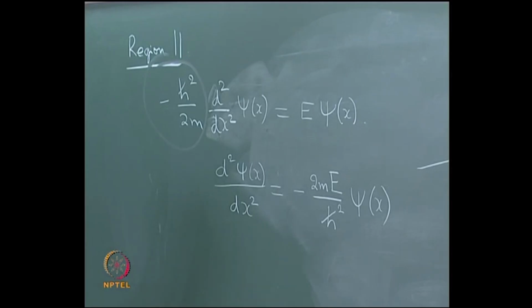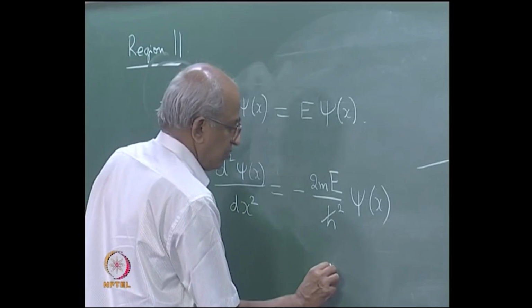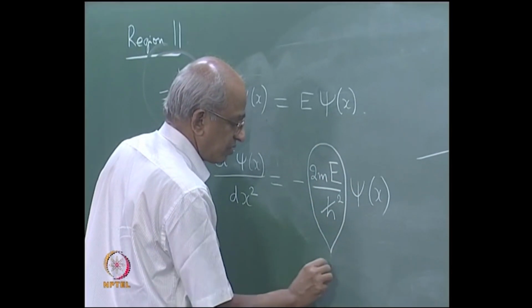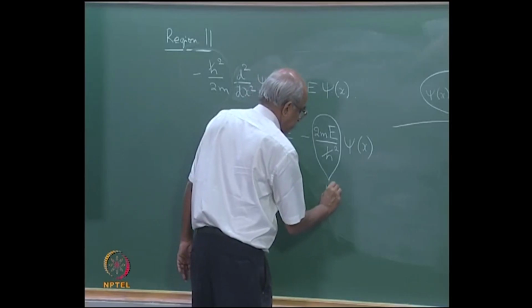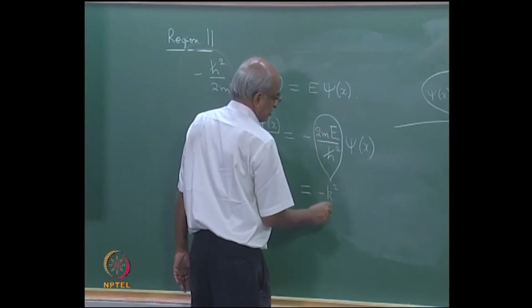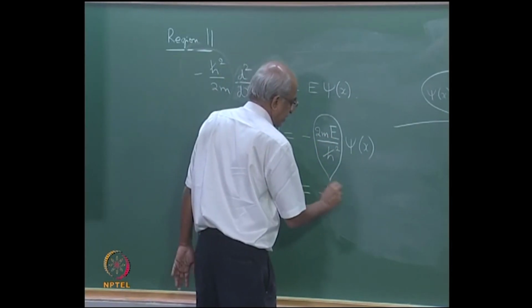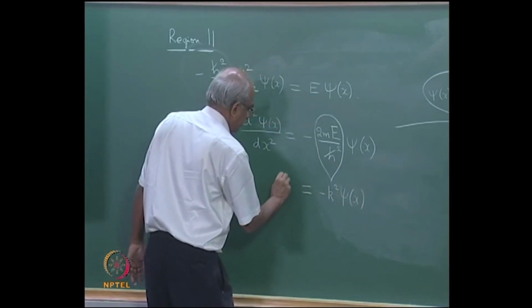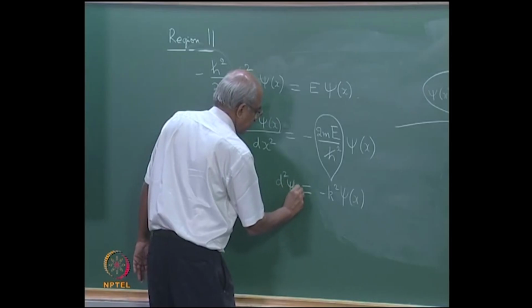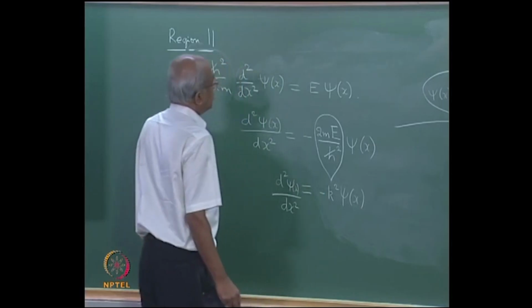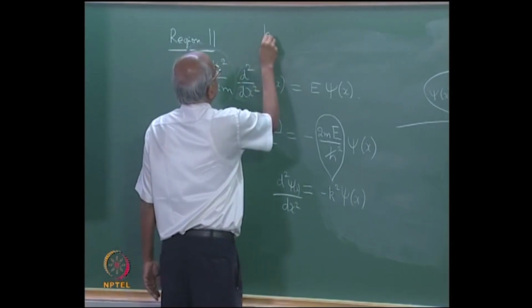You rearrange this. This is the equation, and we would like to save the trouble of writing this again and again. So, therefore, I am going to call this k square. This 2mE by h cross square, I will write it as k square, and therefore, this is the nature of the equation. So, I have defined k square.